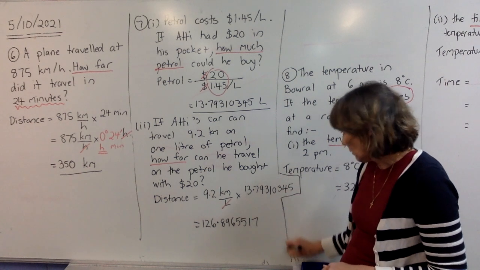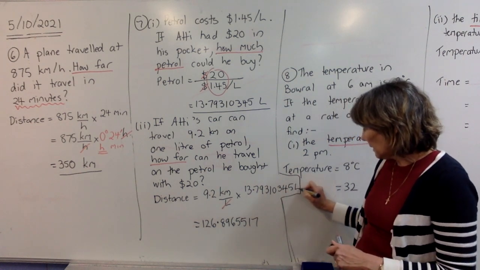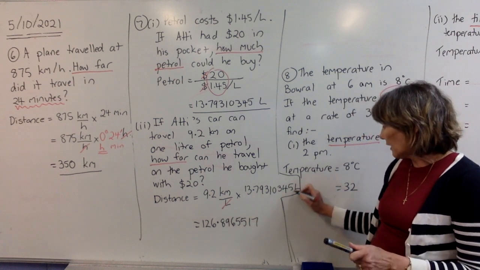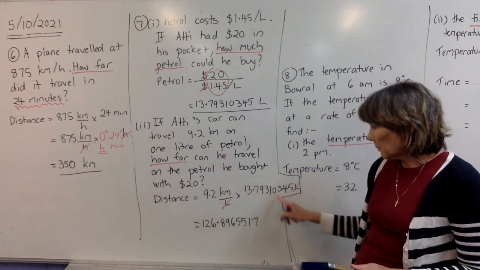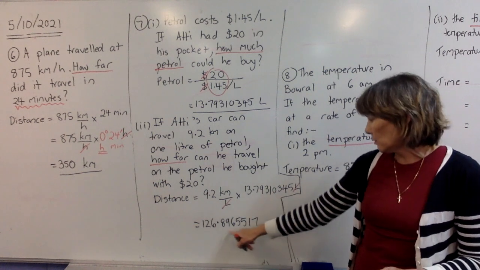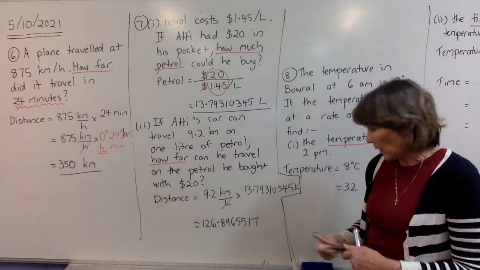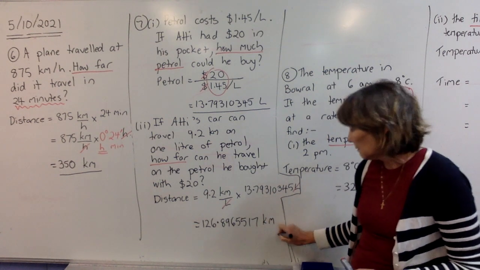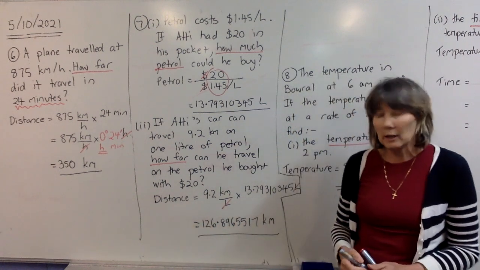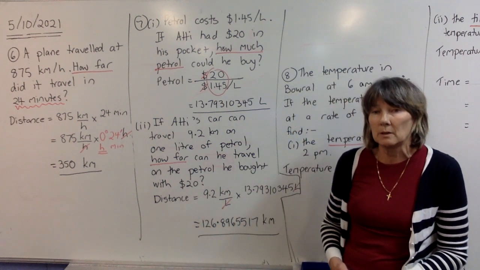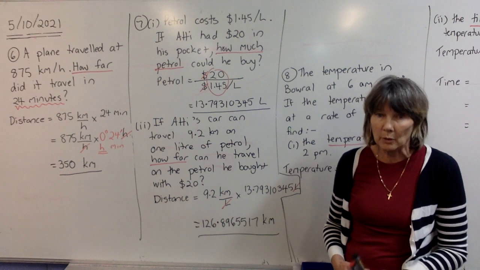Make sure that's out of the way of the next question. And that's how many litres he's got. So we're going to cross off our litres now. Multiply those two numbers on your calculator and you'll get what I've got. And just write kilometres on the end. So that's how far he can go, about 126 kilometres on the $20 worth of petrol that he bought.